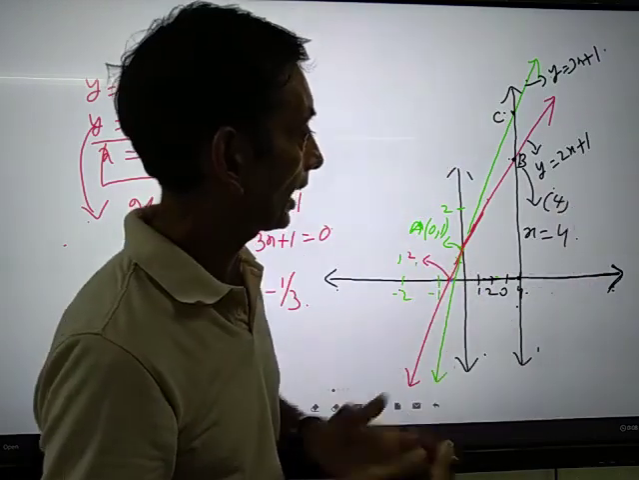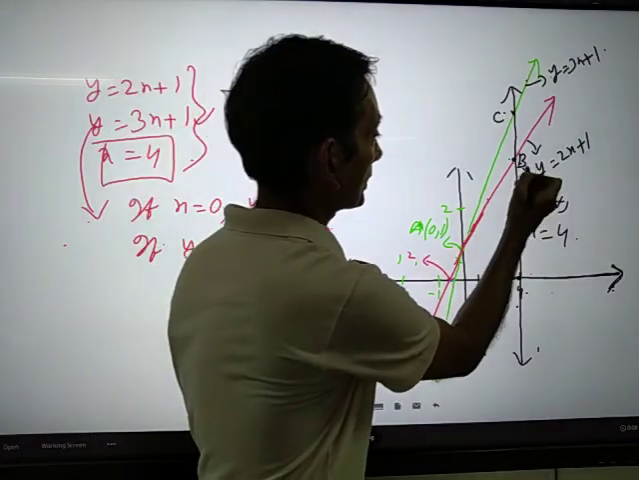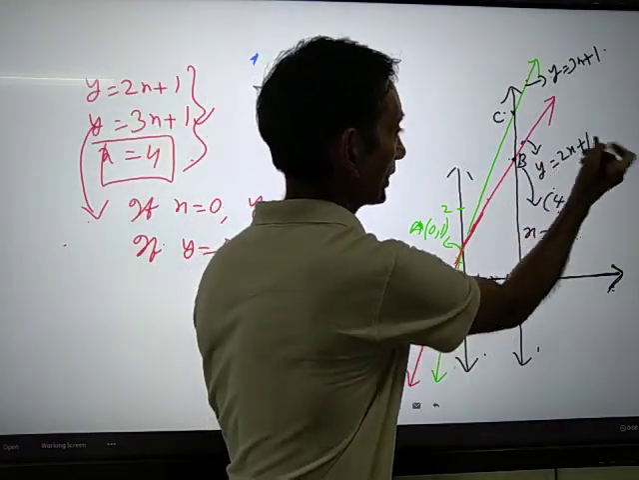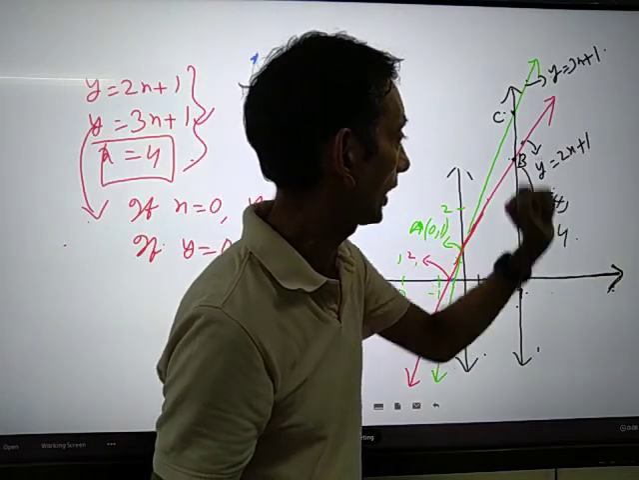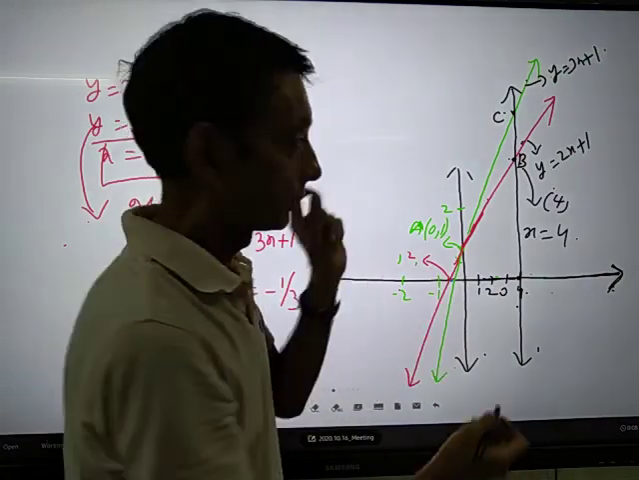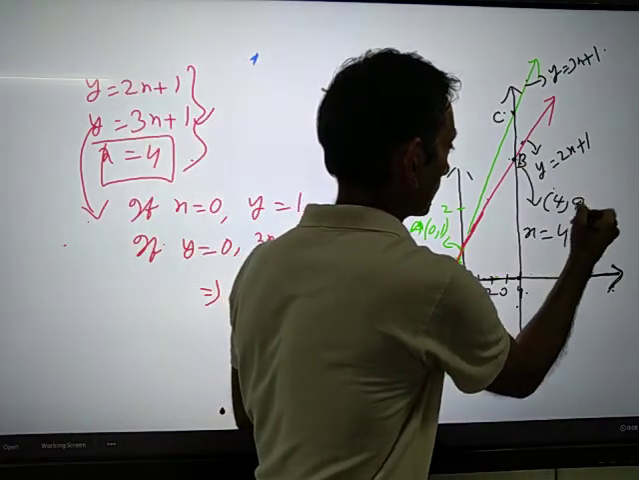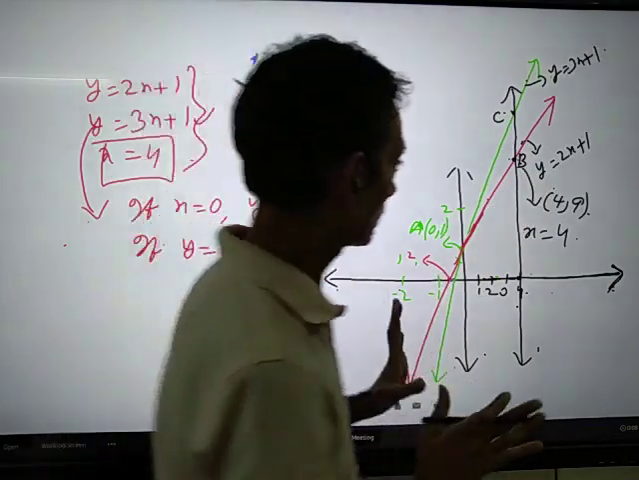Now we need to determine the value of y. Since the equation of this line is y equals twice x plus 1, to get the y coordinate you need to substitute the value of x. If you substitute x is 4, twice 4 is 8, plus 1 is 9. So the y coordinate is 9, and finally we got the coordinate of B.